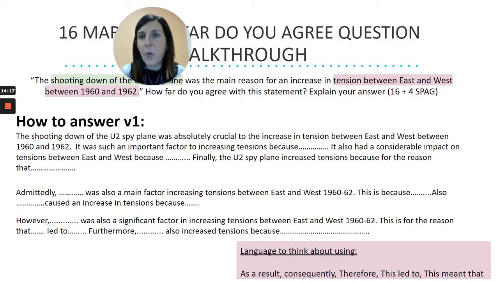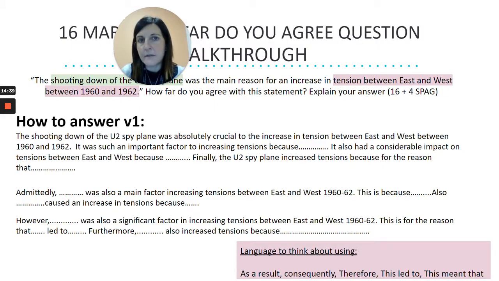If you think it was the shooting down of the U-2 spy plane, then your answer will start something like, the shooting down of the U-2 spy plane was absolutely crucial to the increase in tension between East and West between 1960 and 62. And you will then give a variety of supporting evidence as to why that is the case.